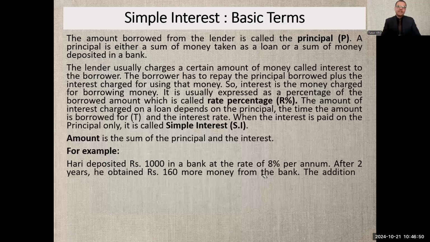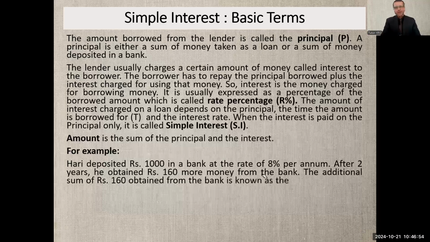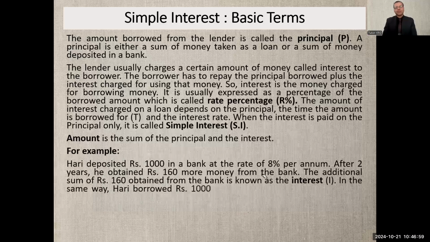For example, Hari deposited rupees 1000 in a bank at the rate of 8% per annum. After 2 years, he obtained rupees 160 more money from the bank. The additional sum of rupees 160 obtained from the bank is known as the interest.